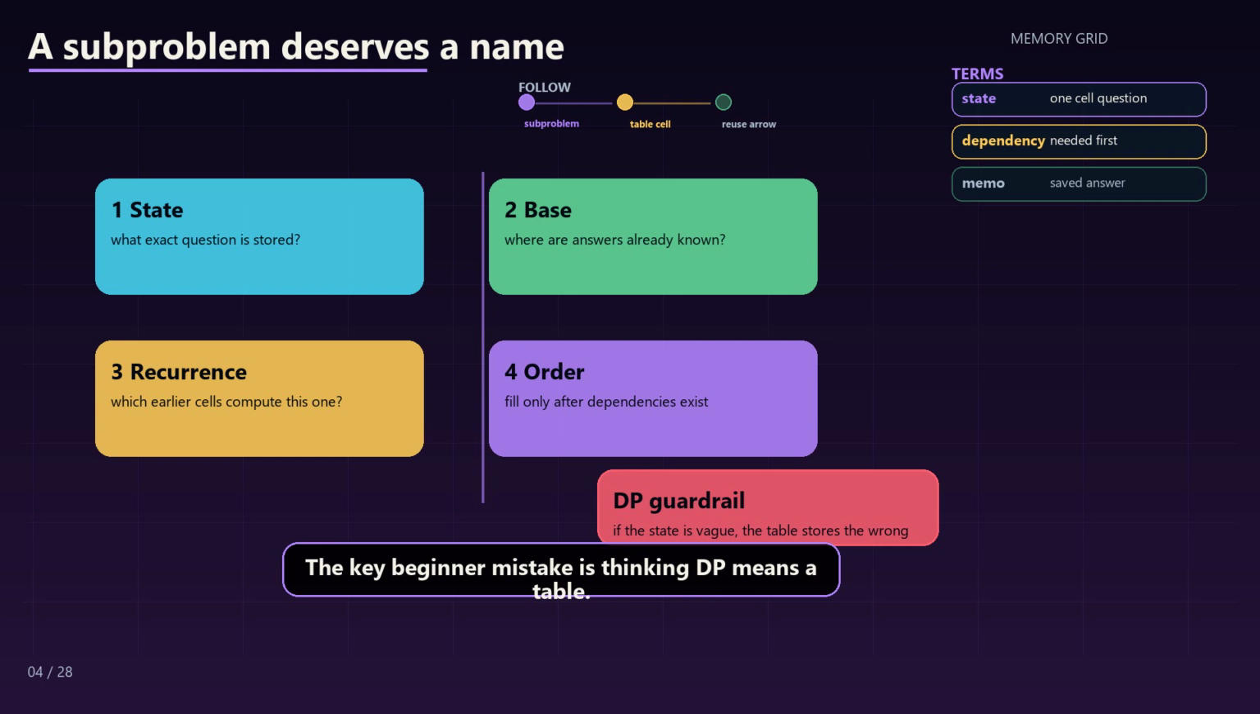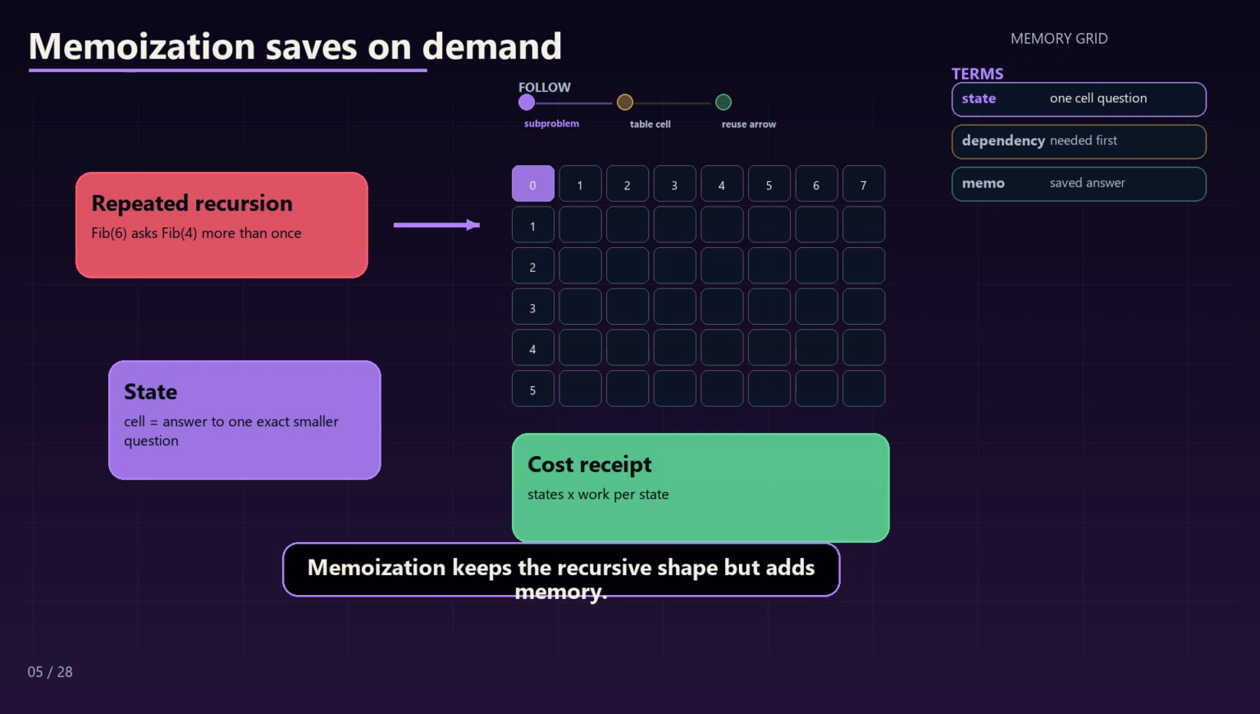The key beginner mistake is thinking DP means a table. It does not. DP means the problem naturally asks repeated, reusable questions. The table is just one way to remember those answers once the questions are named clearly.